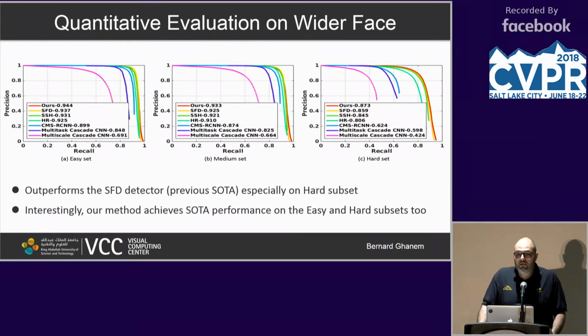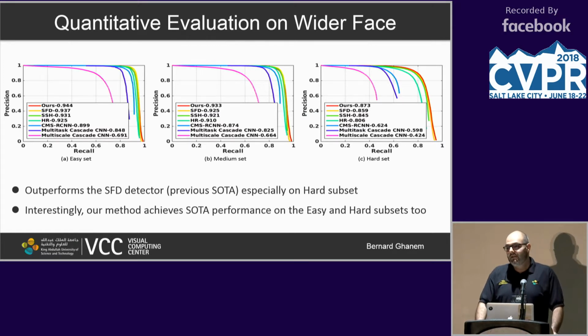Here's the overall evaluation on the WIDER FACE dataset as compared to other techniques. So obviously I wouldn't be here if it didn't outperform the other methods. It does, especially the runner-up, the SFD detector, which used to be the state-of-the-art. The overall improvement is about 1% AP on this very challenging dataset, which is significant. The majority of the improvement is on the harder subset, which is exactly what our method is designed for. So the improvement is about 1.4% on the harder subset.